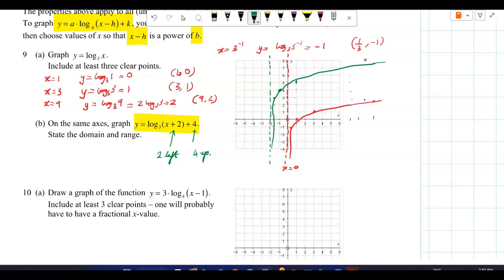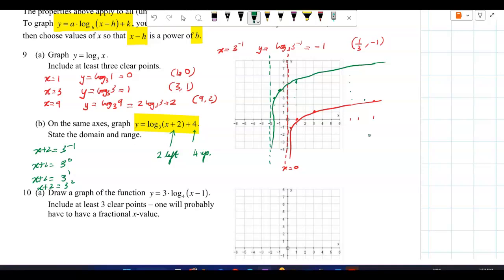Is there a way to find these points without the original function? Yes. So you take your x plus 2 as the powers of 3. What do you mean by that? X plus 2 is 3 raised to minus 1. X plus 2 will be 3 raised to 0. X plus 2 will be 3 raised to 1. X plus 2 will be 3 squared. So you do it like that.